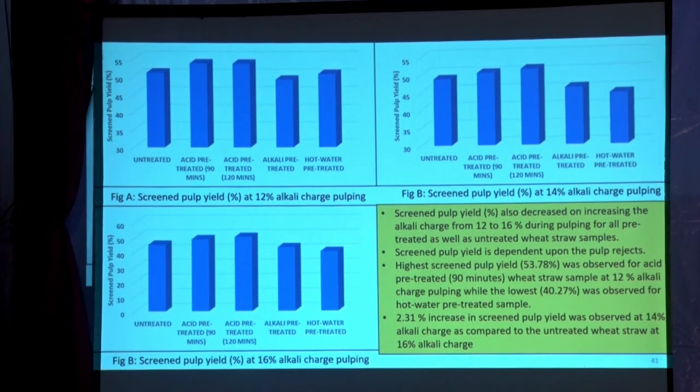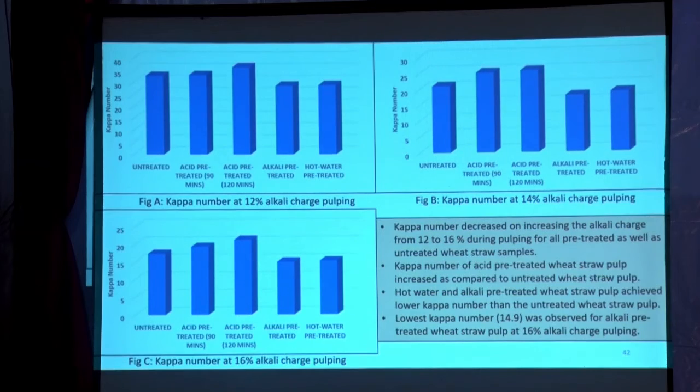Now these are the results of the screen pulp yield. The screen pulp yield also decreased on increasing the alkali charge. The highest screen pulp yield 53.78% was observed for acid pre-treated sample, and 2.31% increase in screen pulp yield was observed at 14% alkali charge as compared to the untreated wheat straw at 16% alkali charge.